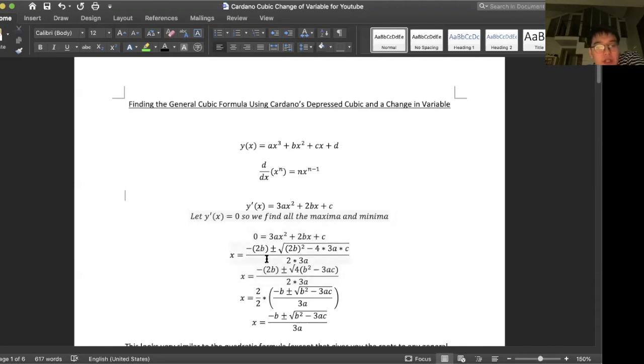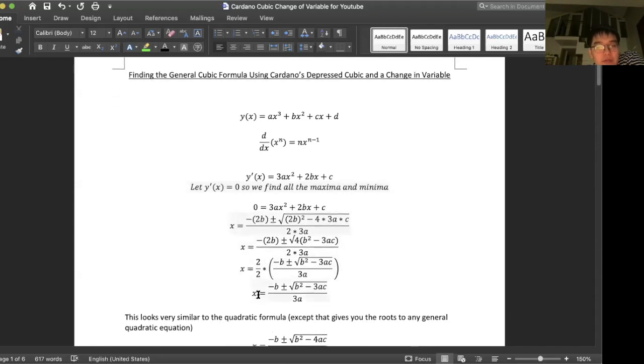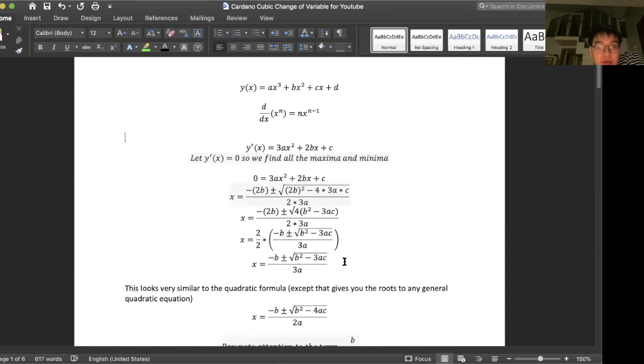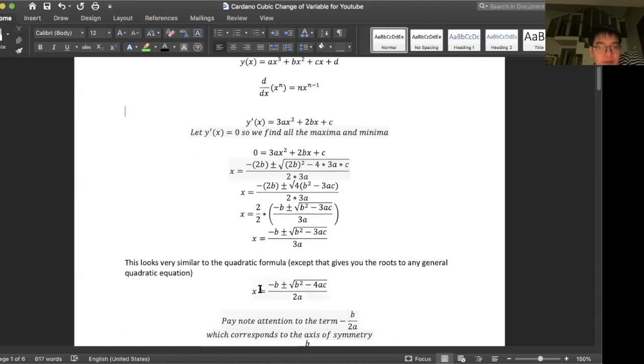So in order to get what the general form of x would be, we simply use the quadratic formula again. And if you follow the computations correctly, you end up with x equals negative b plus or minus the square root of b squared minus 3ac, divided by 3a, which is very similar to the quadratic formula equation over here.